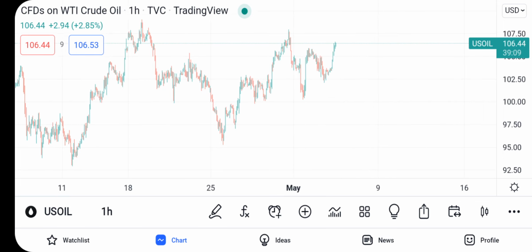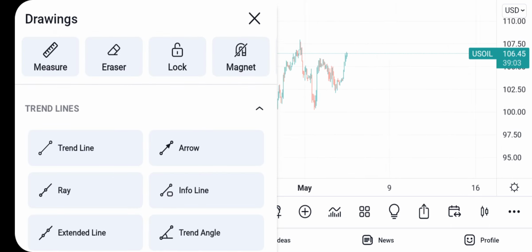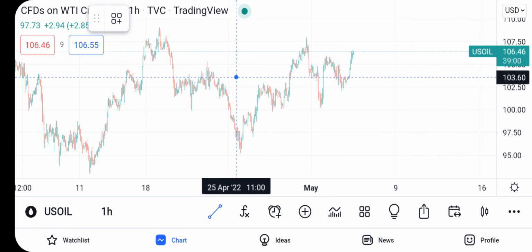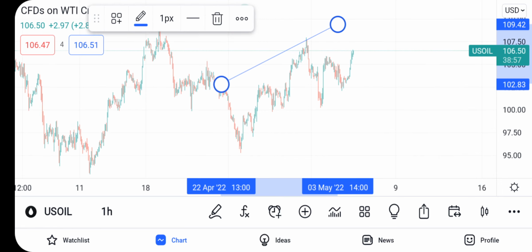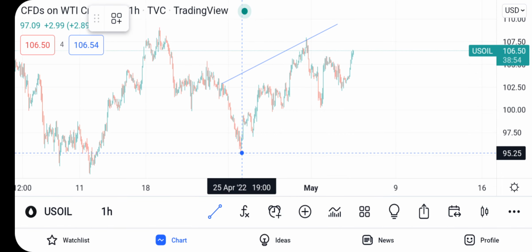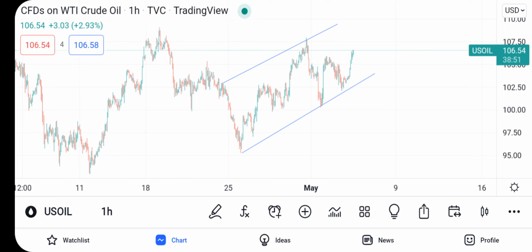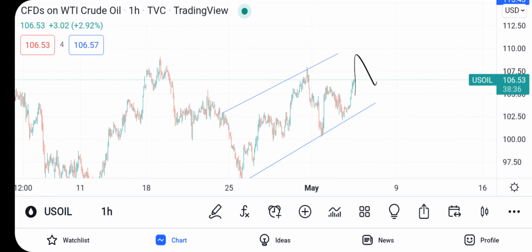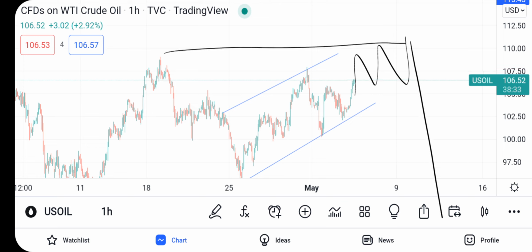What I'm seeing here is this kind of a thing. Simple stuff, to the lower part there. So what I'm expecting now is either it comes here, forms a double top and shoots to the downside, or it corrects until it reaches this top and shoots to the downside. So for me, I'll wait to see if I can sell there.